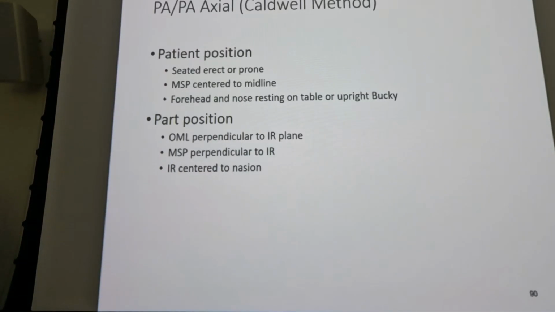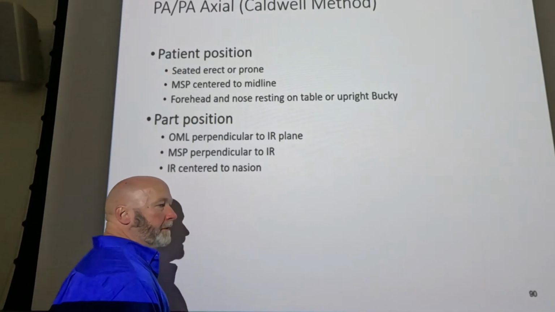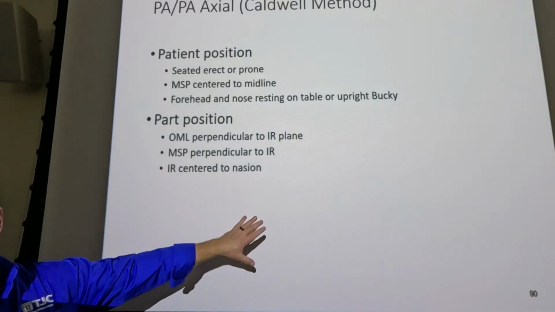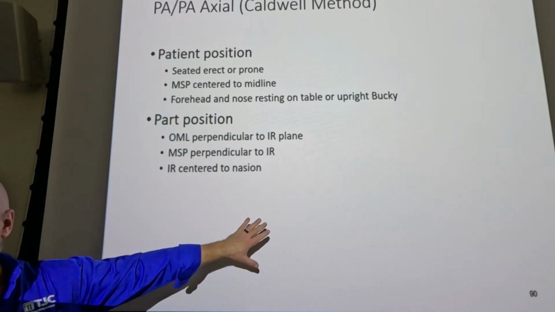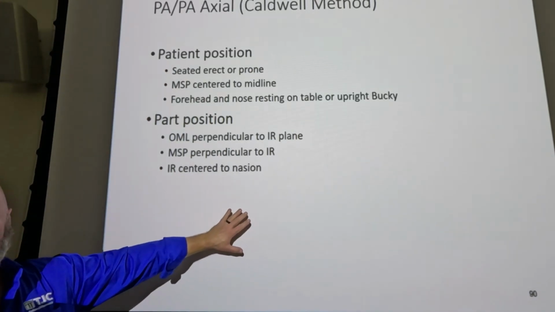PA Caldwell in this case is axial, and what the Caldwell is going to call for is a 15-degree caudal angulation. Now what's going to happen in this is, okay, so the orbits are all the way up against the image receptor. Anytime you put an angle on the central ray, what's closest to the image receptor moves the least. Okay, anything away from the image receptor is going to move more.